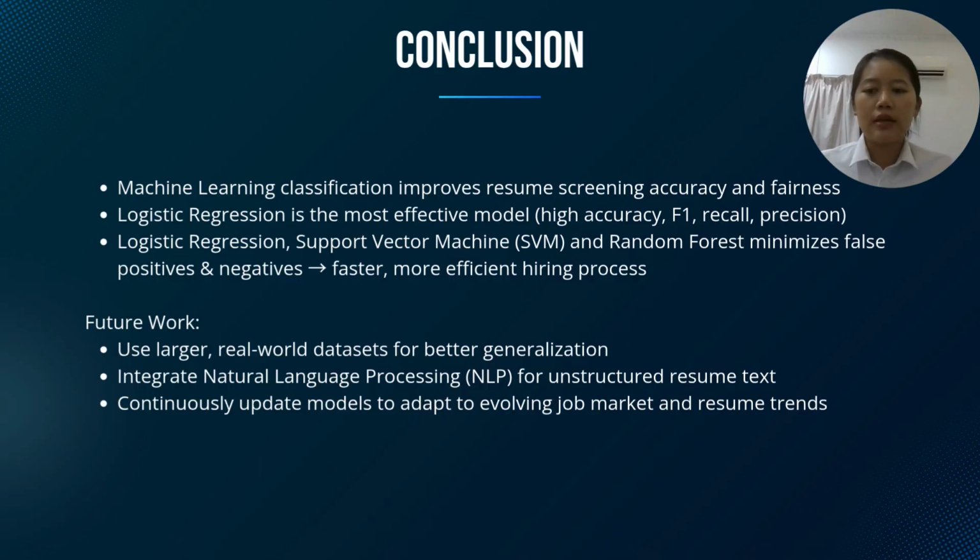In conclusion, this study demonstrates that machine learning algorithms can significantly improve the accuracy and efficiency of resume screening. Amongst all models tested, logistic regression performs the best, showing the highest accuracy, precision, recall, and F1 score. It also has the lowest number of misclassifications, making it the most reliable for identifying both qualified and unqualified candidates. To further advance the system, future work should use larger real-world datasets and integrate natural language processing to analyze text-based resume content.